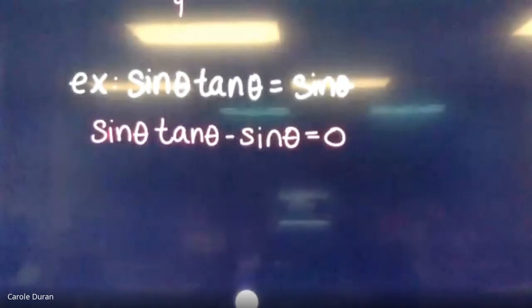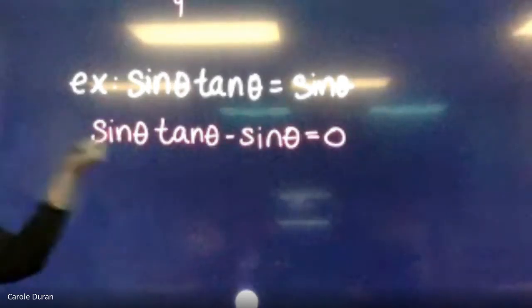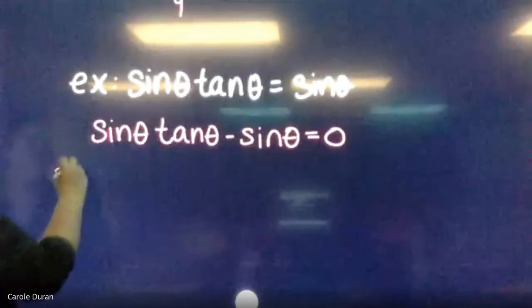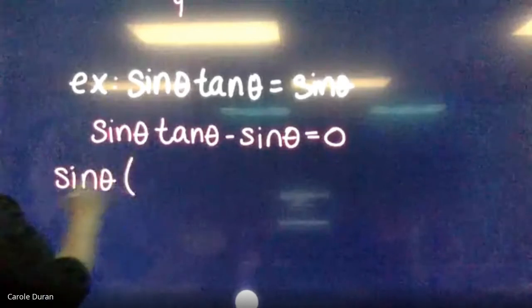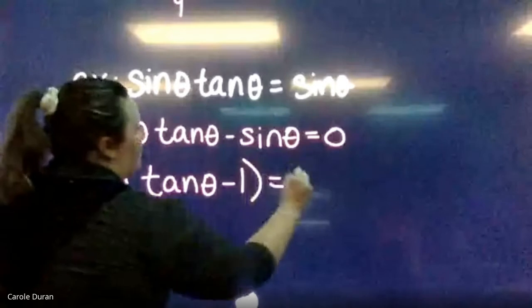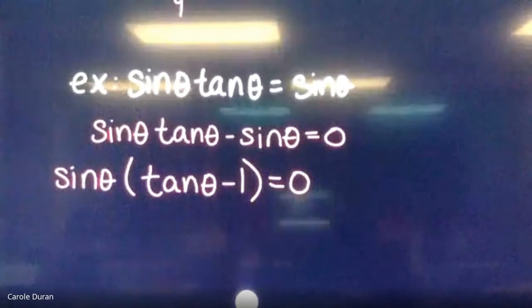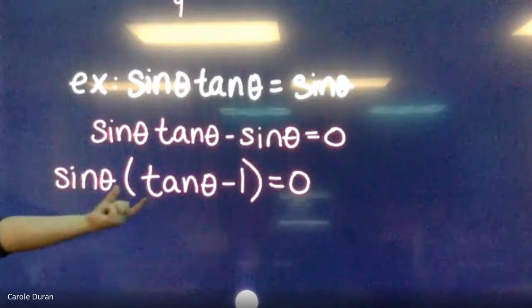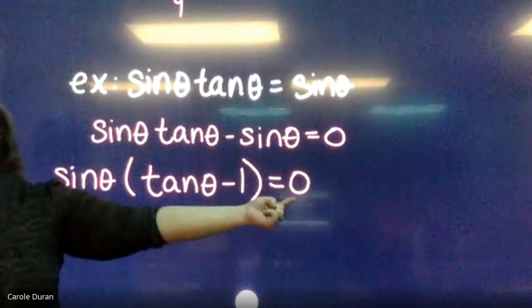So that's the whole purpose of moving everything to the same equal sign, is I can now factor a sine out of both of these terms. And when I do, I'm left with sine theta times, in parentheses, tangent theta minus 1, and then equals 0. So I just factored that sine theta out of both of those terms. And now what I can do, because I have the product of 2 terms, is I can take each of them individually, set them equal to 0, and solve.